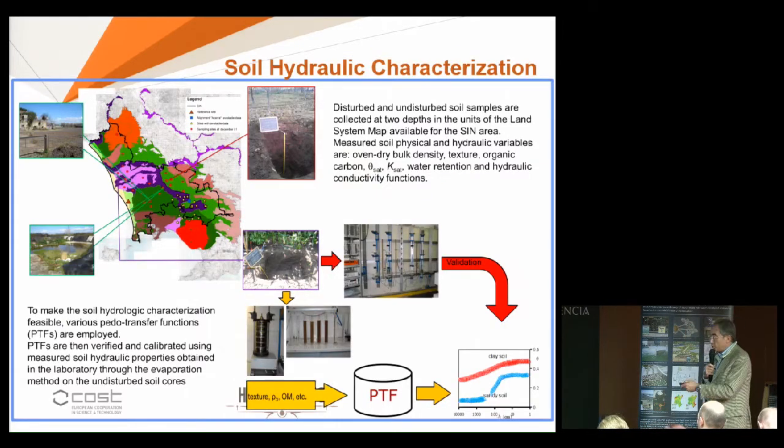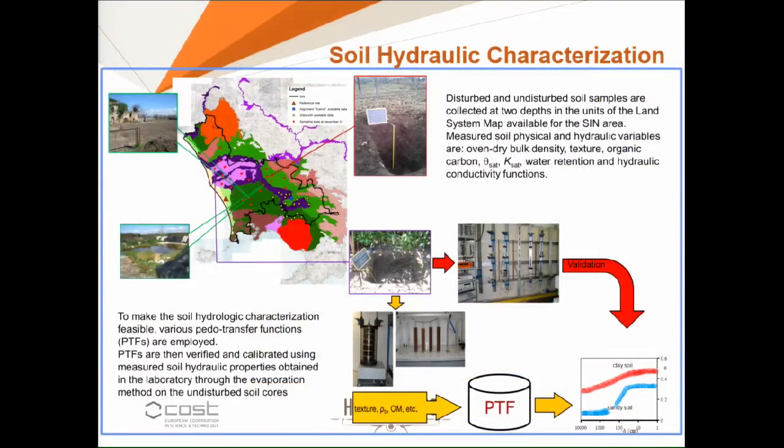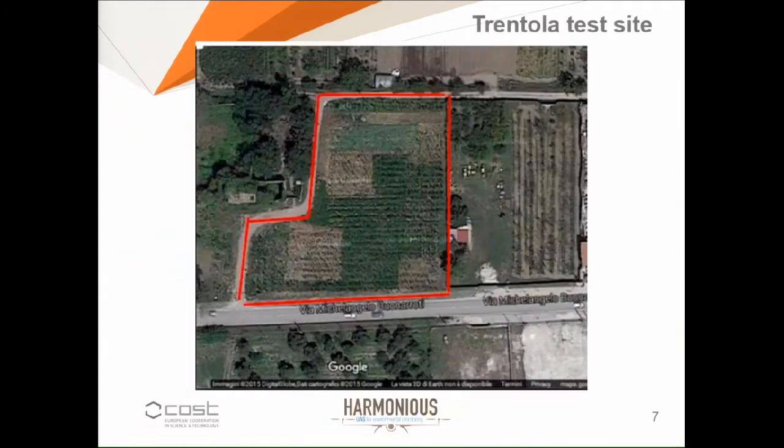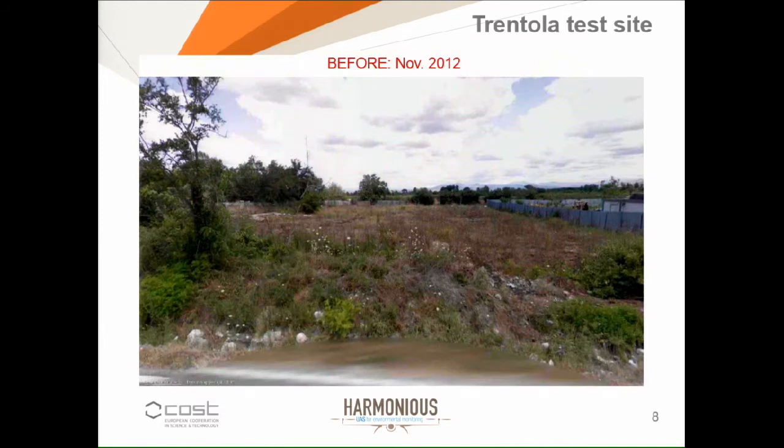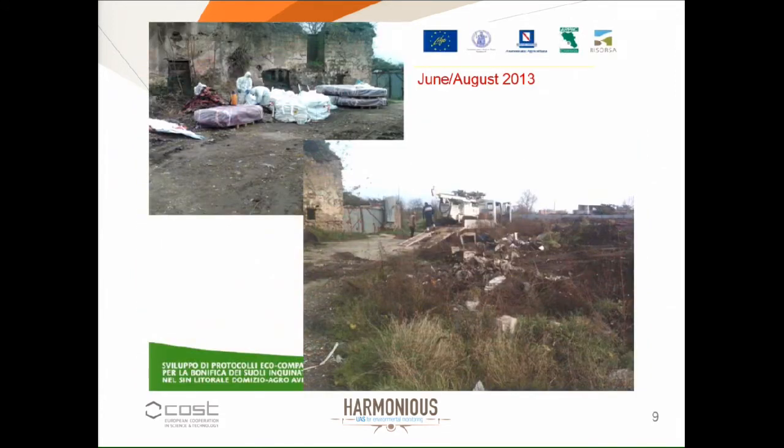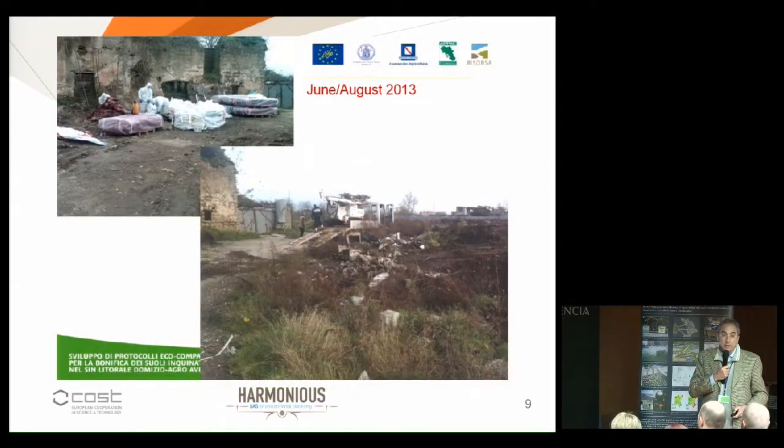Well, of course in this area we made the classic soil hydraulic characterization, but I don't want to go into details on that because I would like to discuss with you about this test site. This test site, called the Trentola test site, in 2012, this is the situation. There was a waste disposal, of course illegal. So what we did was remove the waste materials and then made some measurements about the compounds found in this area, mostly copper and cadmium.